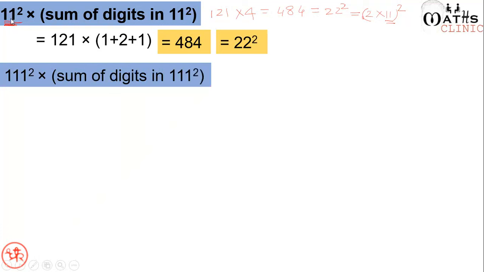In triple 1 square. Ab ye to apna pichle pattern mein humne dekha hai, triple 1 square kitna hoga? 1 2 3 2 1 into sum of digits, isme kitne honge? 1 plus 2, 3, 3, 6, 3, 9 into 9. To ye kitna hoga? 9, 8 barabar hai 28, 20, 11, 110.